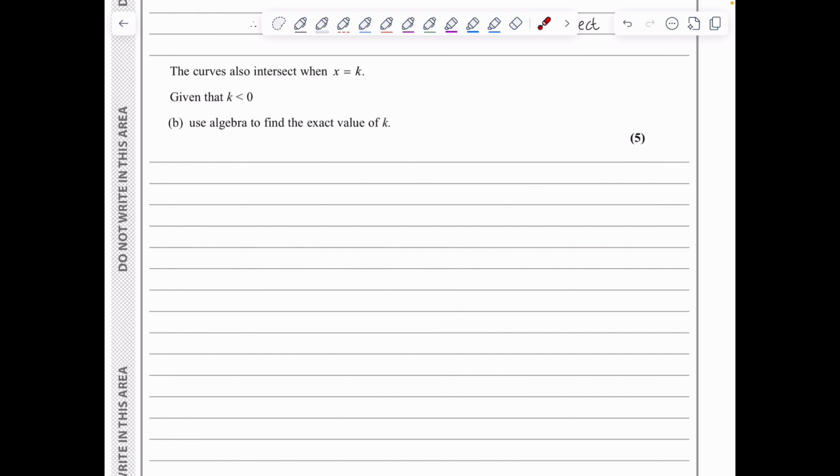We're then told that the curves also intersect when x is k, where k is a negative number, and we need to use algebra to find the exact value of k. Well, I will start by equating the two curves. So we've got 8 minus 10x plus 6x squared minus x cubed being equal to x squared minus 12x plus 14. I will be collecting everything on the right hand side, which means that 0 is x cubed minus 5x squared minus 2x plus 6.